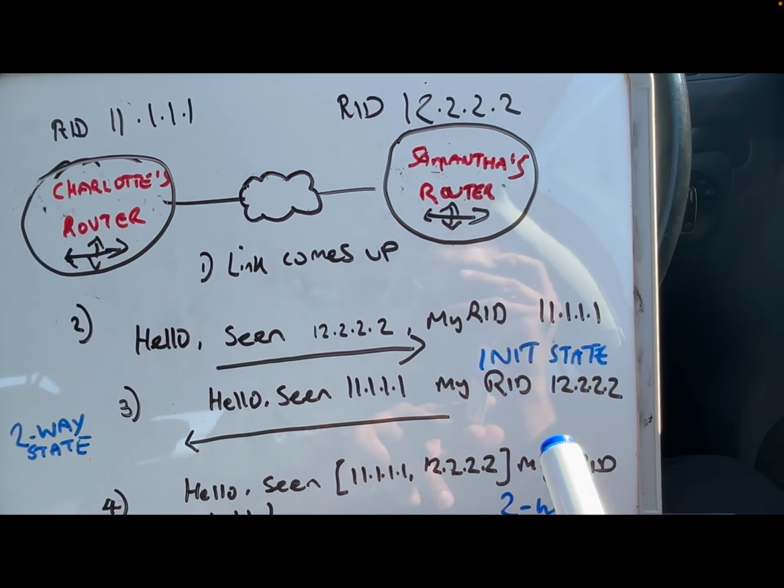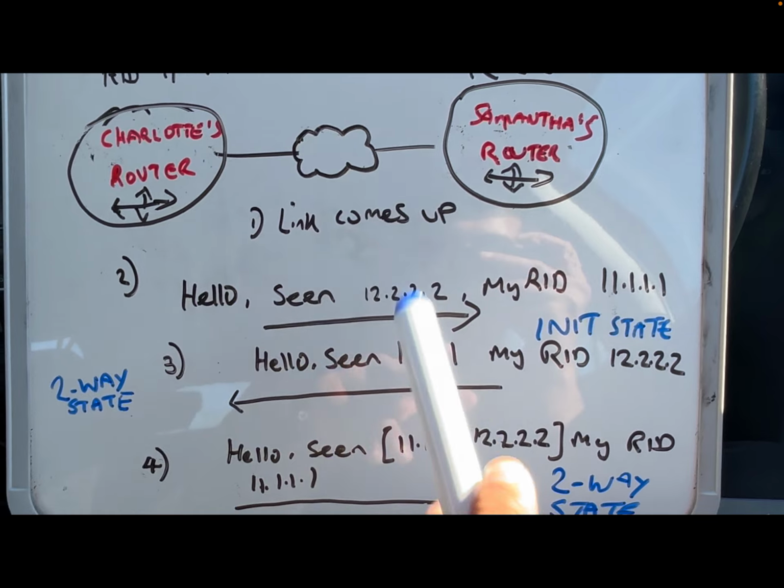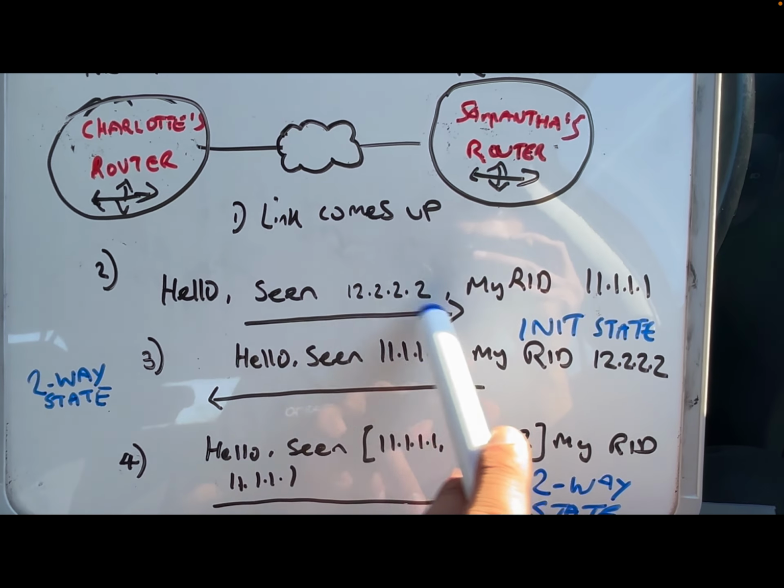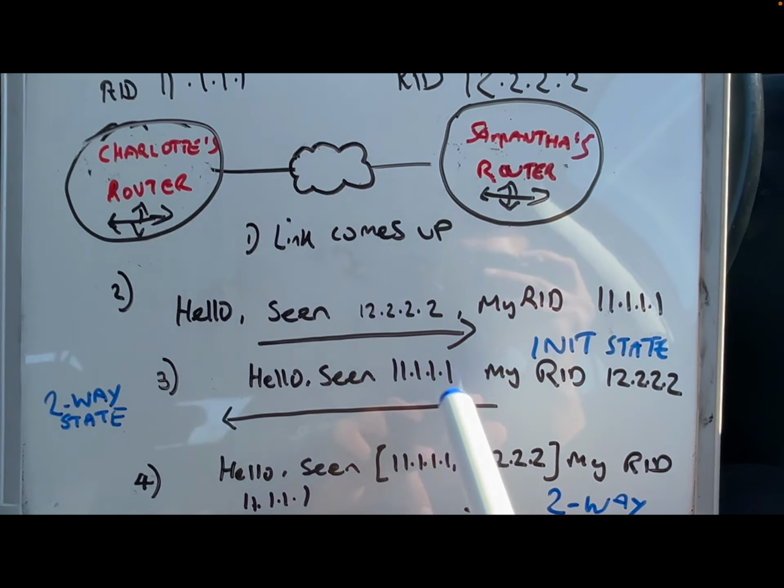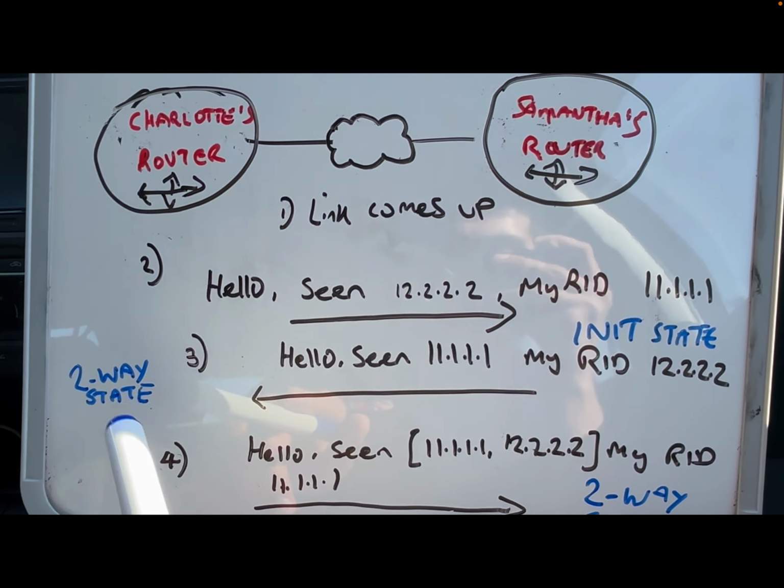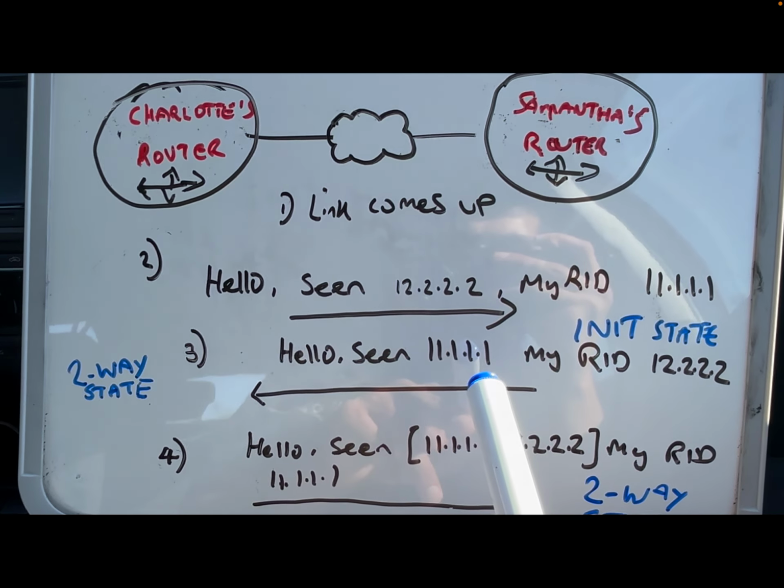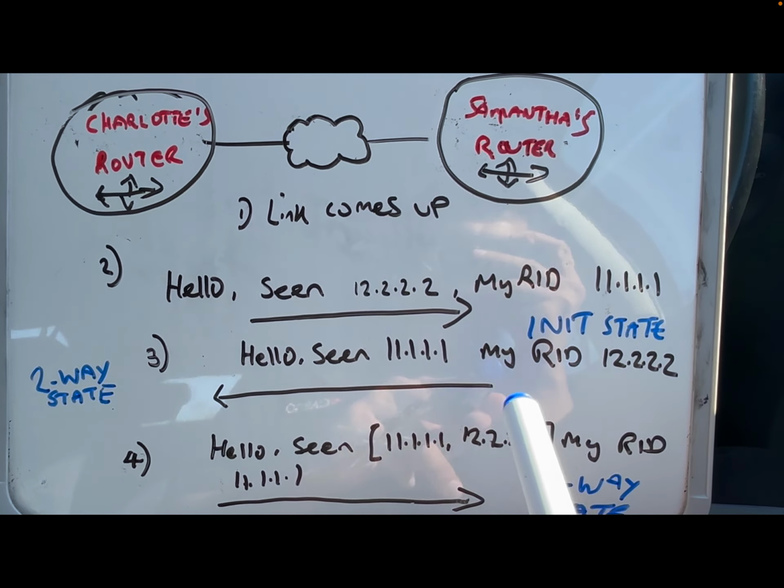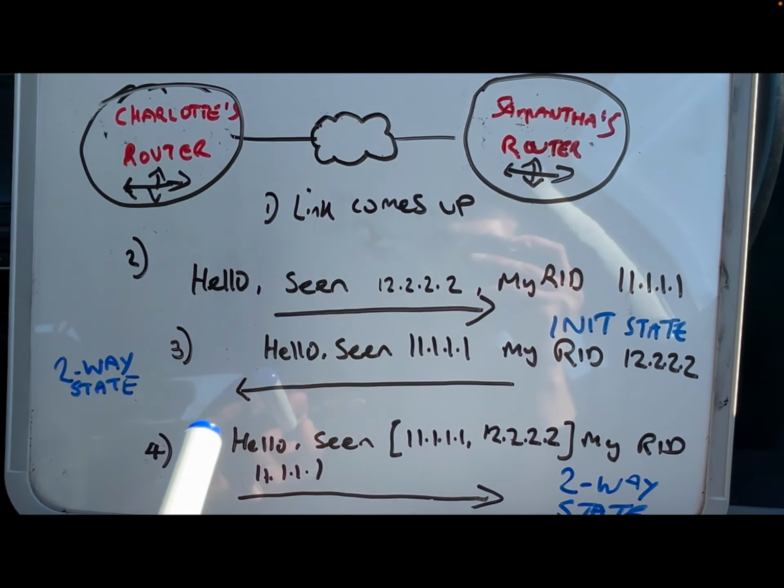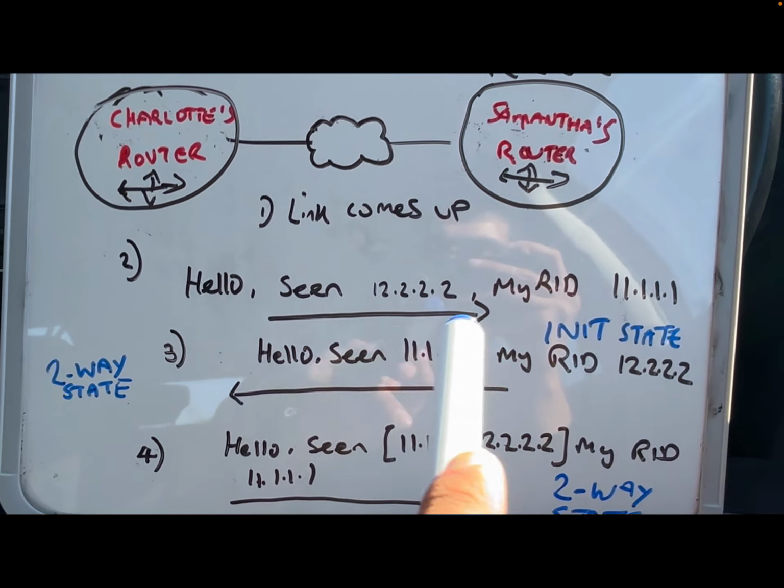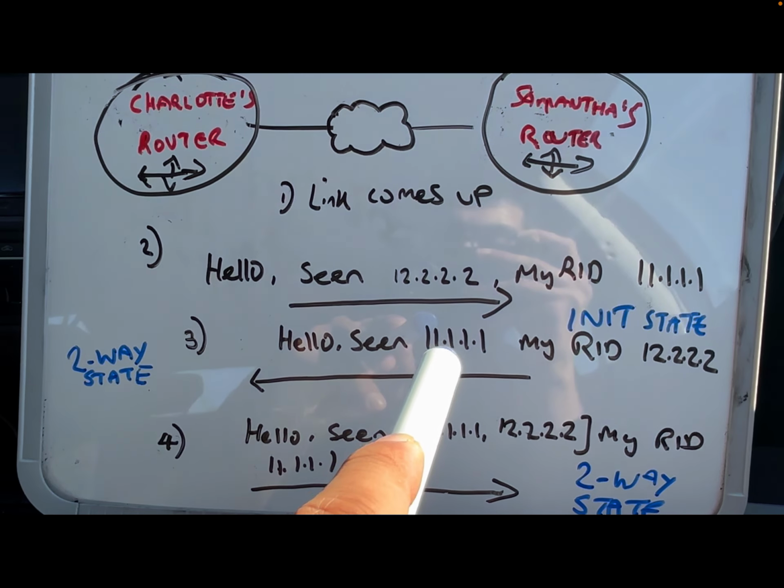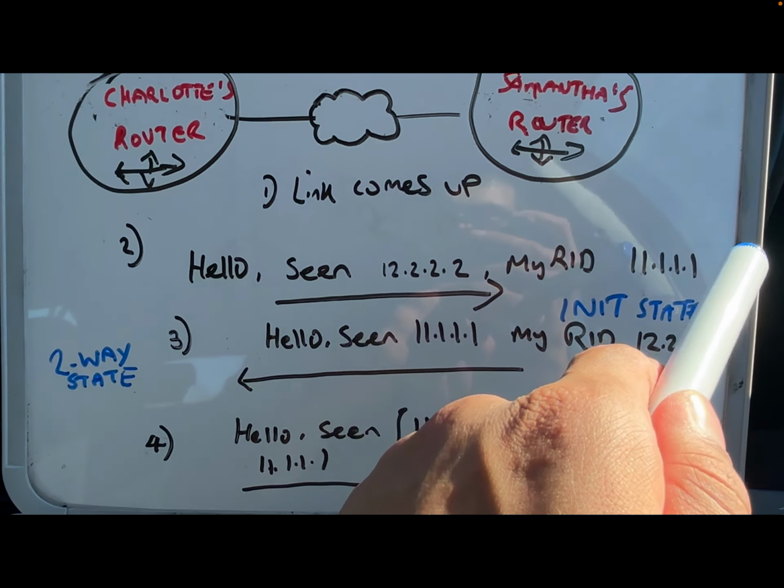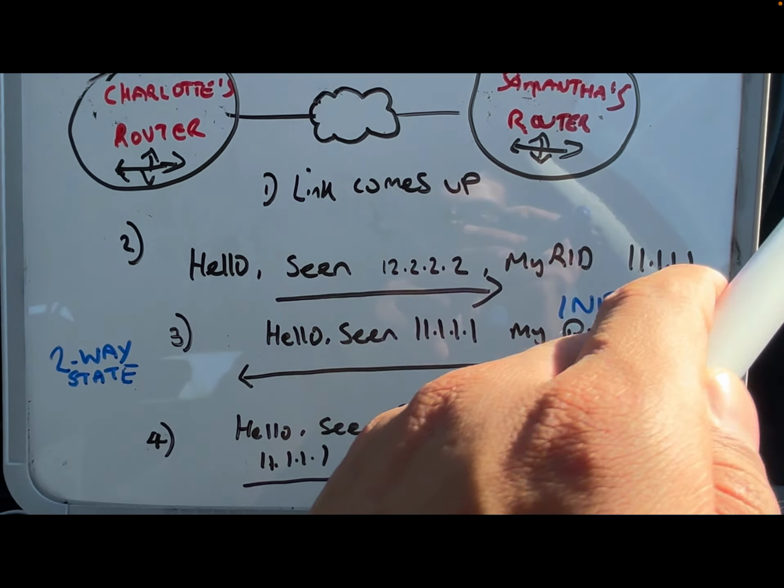When Samantha's router sends its own hello message back to Charlotte's router, it sends its own RID, but it also mentions Charlotte's router ID. So when Charlotte's router receives it, it sees, okay, I can see my own RID being acknowledged by Samantha's router, and so Charlotte's router now goes into a two-way state, because one of the things that has to happen is that the router needs to see its own RID being sent to it in a hello message by the other router.